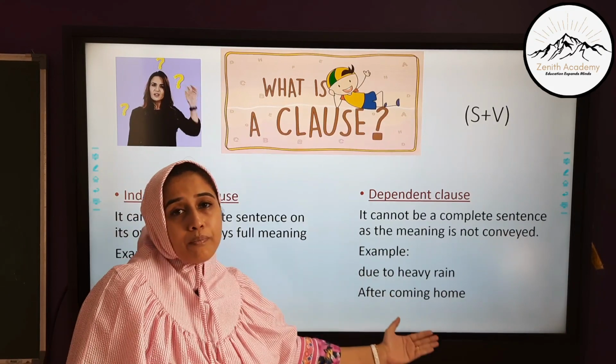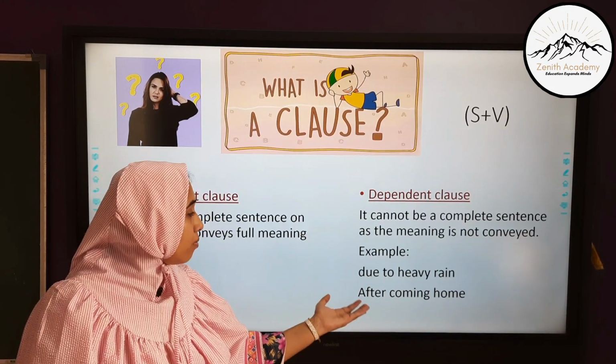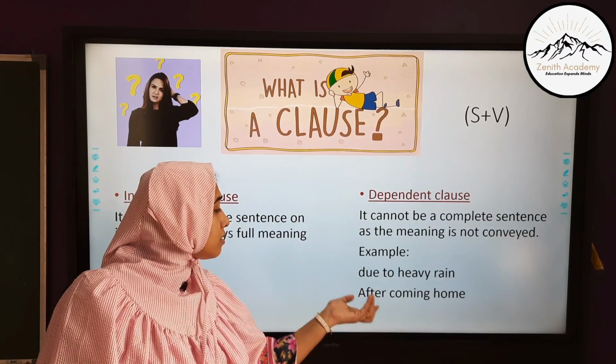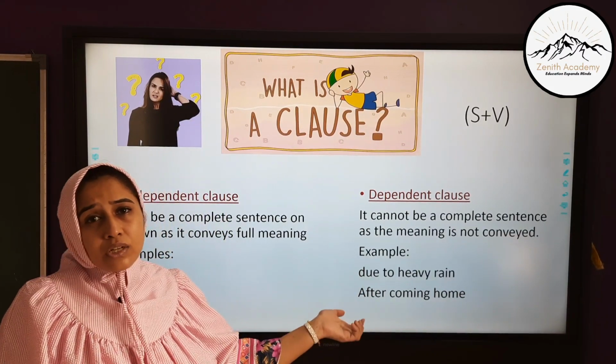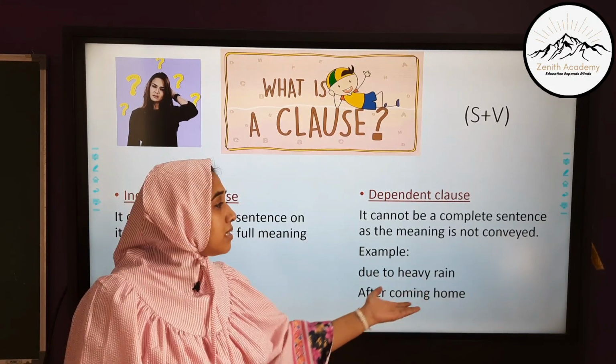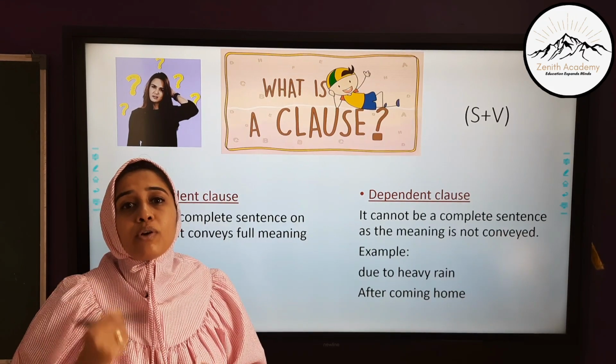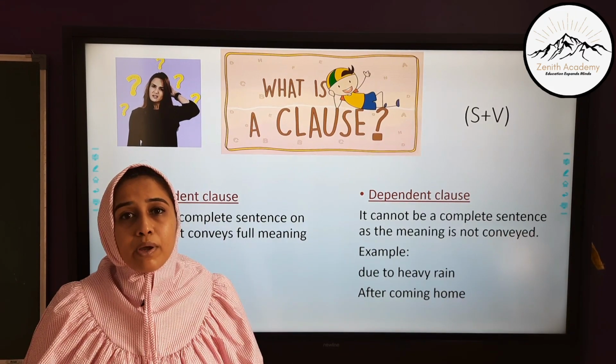After coming home, verb is there, coming, home is there, object is there. After, it is just a connecting conjunction. What happened after coming home? That is not conveyed. I just tell you after coming home. You still with a question mark will be looking at my face, asking what happened after coming home.